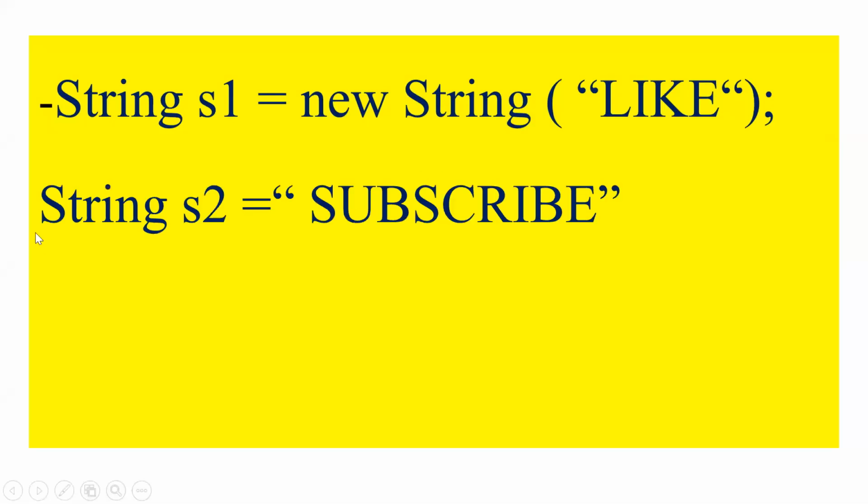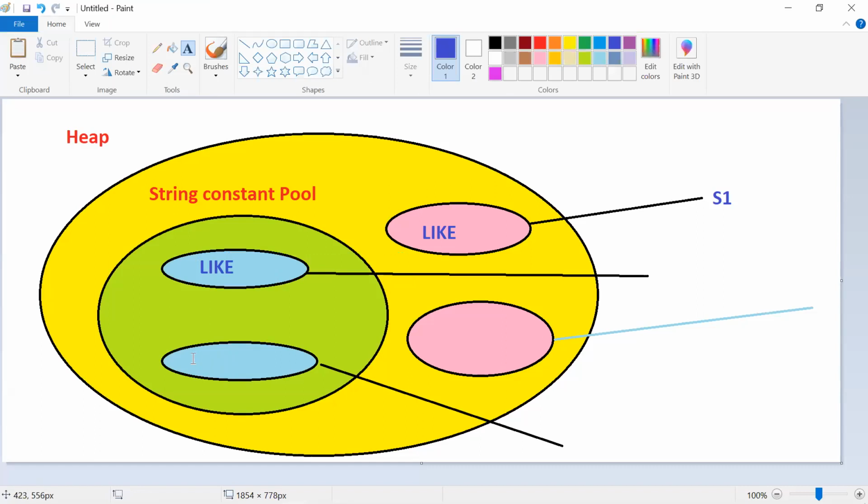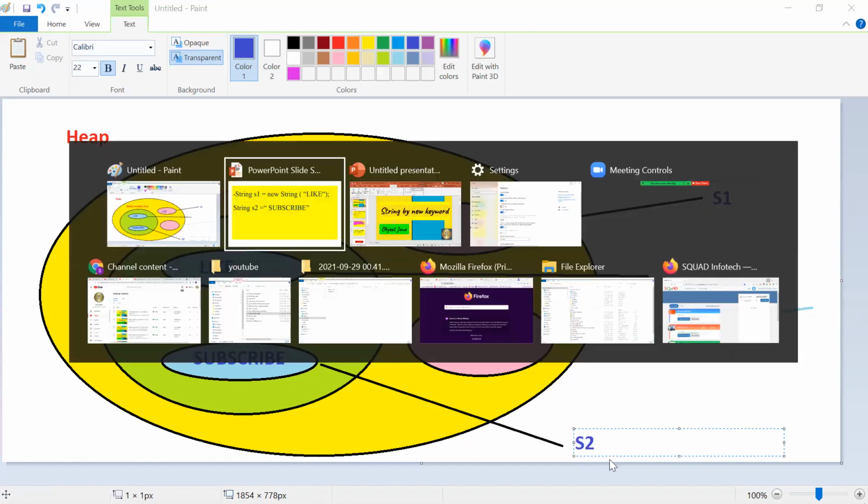So let's see the second. The second, s2, is "subscribe". So it is a string literal. Okay, so where would it be created? It would be created in the string constant pool, and the reference s2 would be passed to it. So in the string constant pool, subscribe would be created, and the reference would be passed over here only, in the string constant pool. So s2 is the reference.